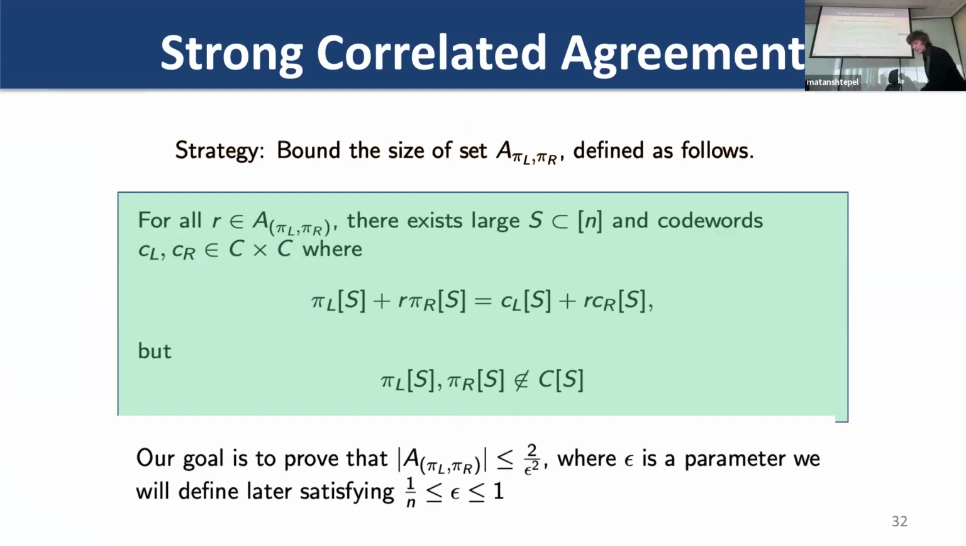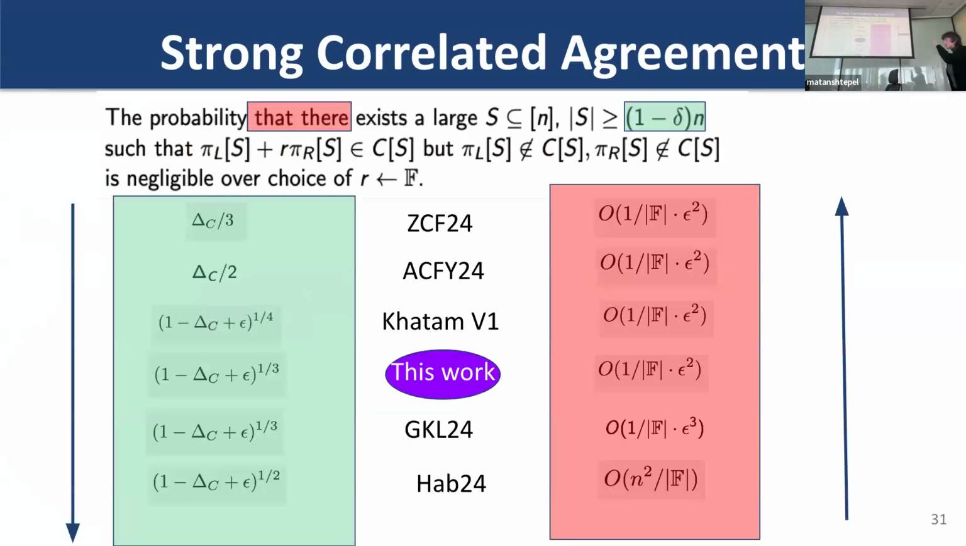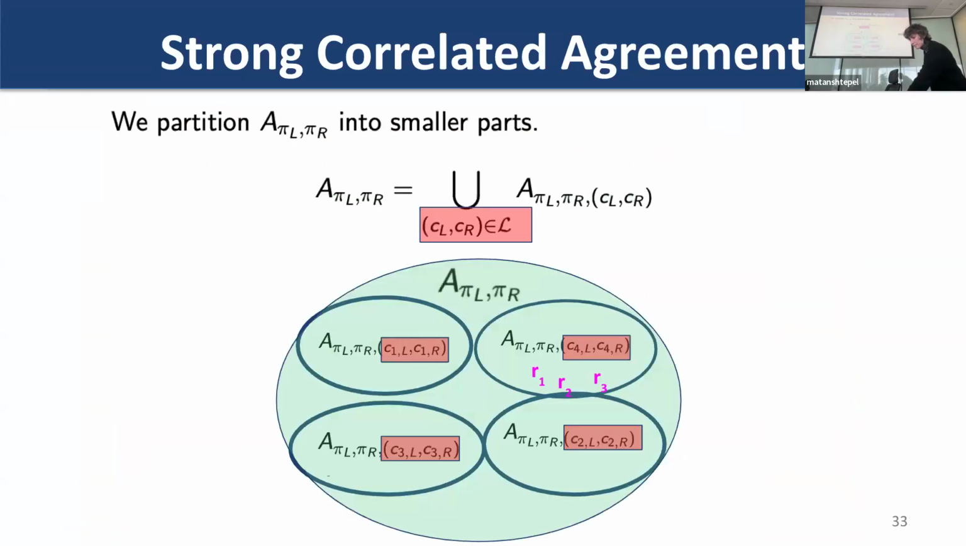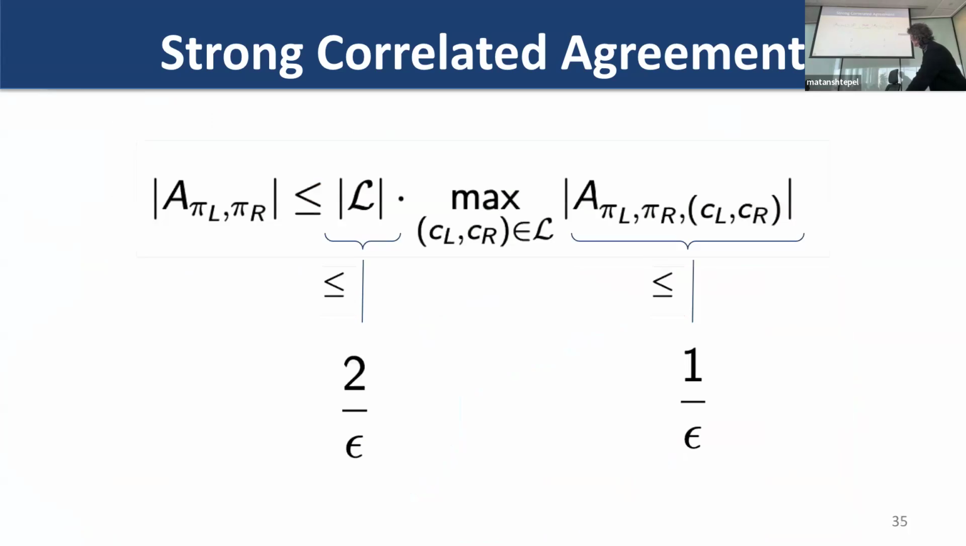If you recall, we're trying to prove that this A is a function of pi L and pi R. Yeah, exactly, sounds good. So we're trying to prove that this thing is small, negligibly small compared to F, the finite field. So we're going to prove that this is smaller than 2 over epsilon and this is smaller than 1 over epsilon.